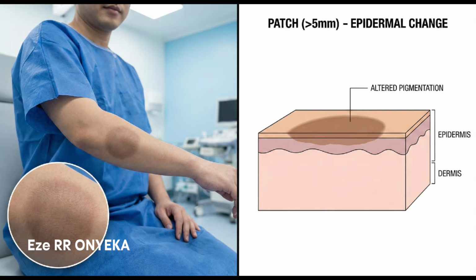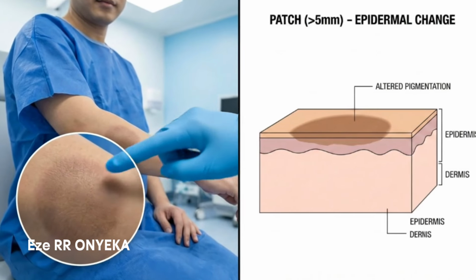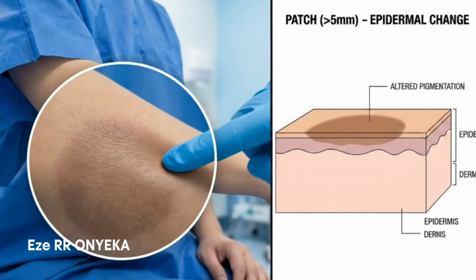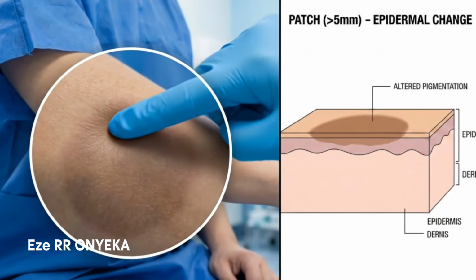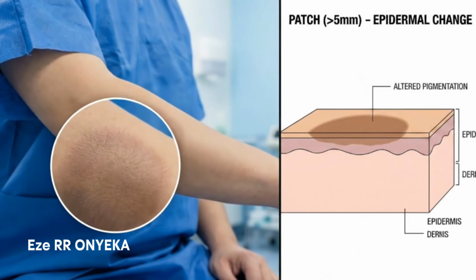Examples include large vitiligo patches, café au lait spots, port wine stains, or tinea corporis. Patches indicate larger areas of epidermal pigment change or superficial dermal inflammation.